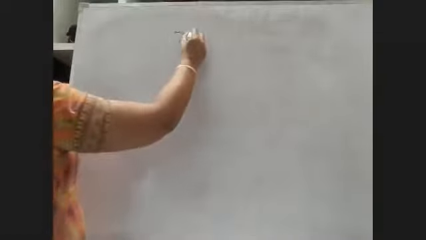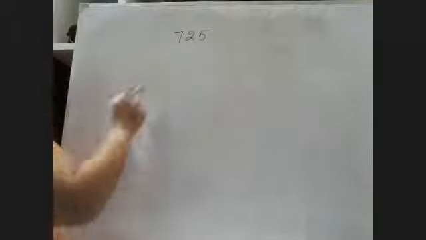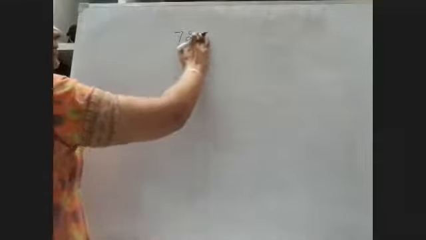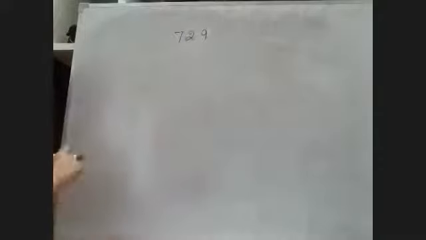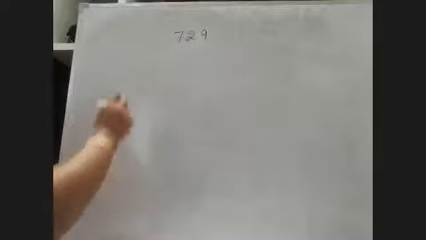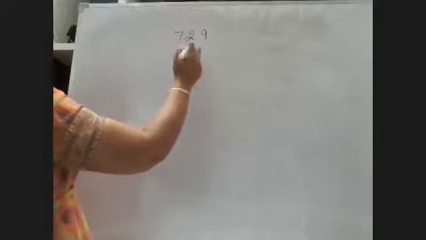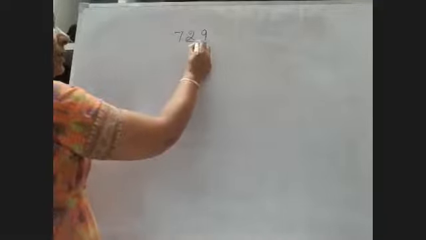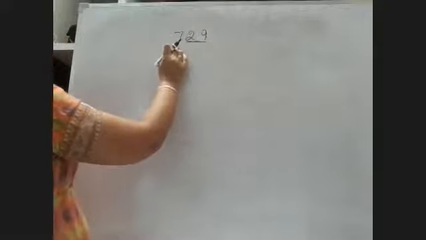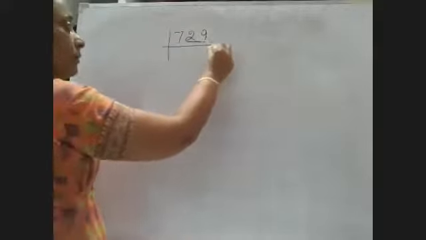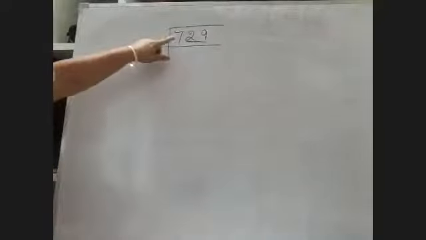Suppose our number is 729. Now find the square root of 729 by division method. First, students, make pairs from the right hand side. The first pair is 29, and here we have only one number, 7. Now our number is 7.